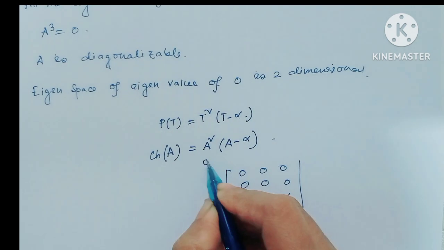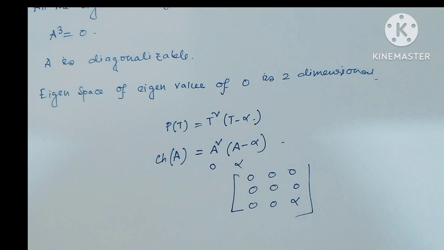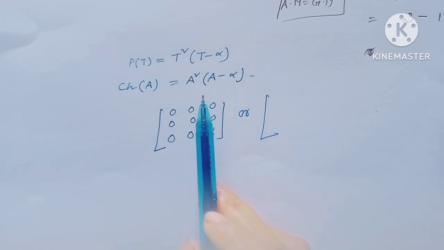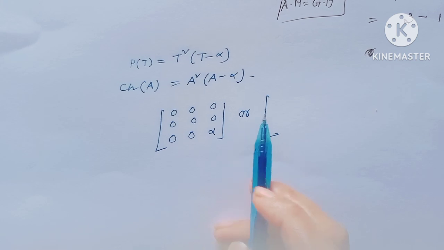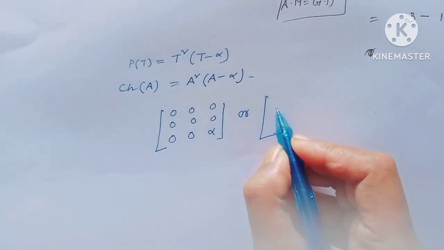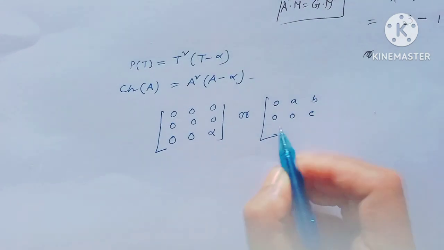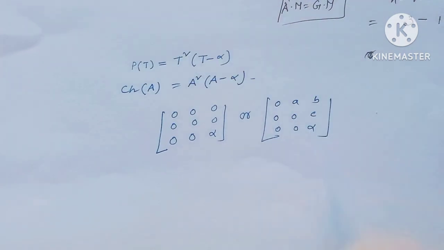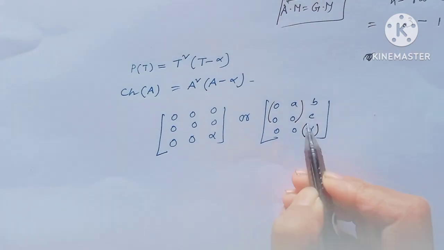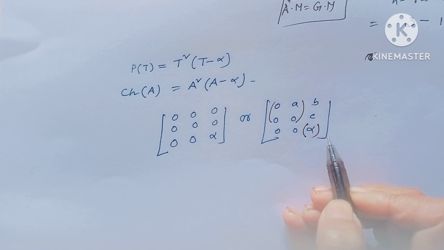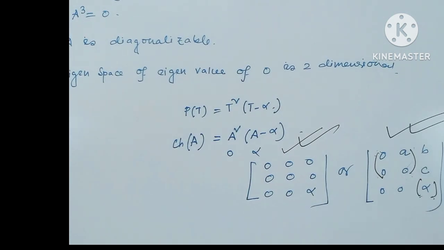Because here the eigenvalue 0 has multiplicity 2 and the other eigenvalue is alpha. Since the eigenvalues are 0 and alpha, the matrix can also be [0 A B; 0 0 C; 0 0 alpha]. Notice here also the eigenvalues are 0 and alpha. That means either this type or this type of matrix would be possible.